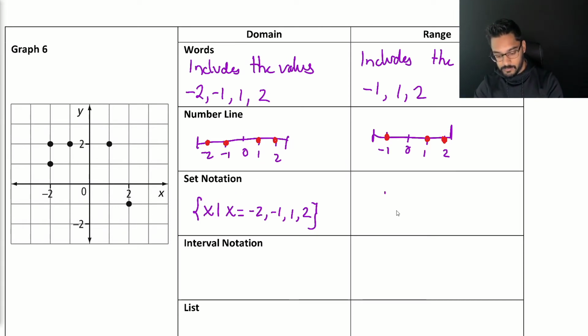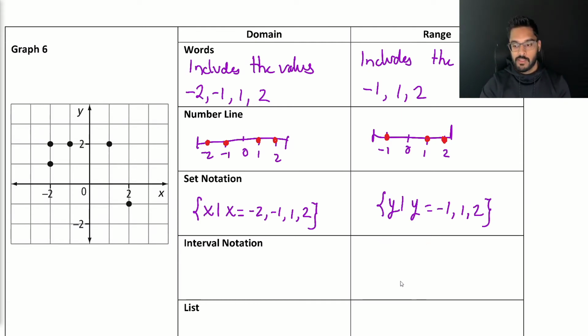For the y's, it's the set of all y values given that y must be equal to -1, 1, and 2. Okay, very, very similar to writing a list, except we don't have the beginning stuff. Okay, I can't do an interval again because I don't have an interval of things. Okay, I have only those specific ones.